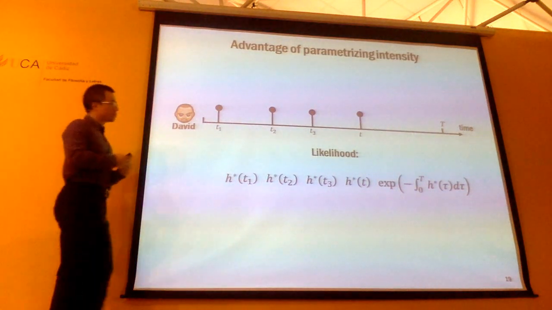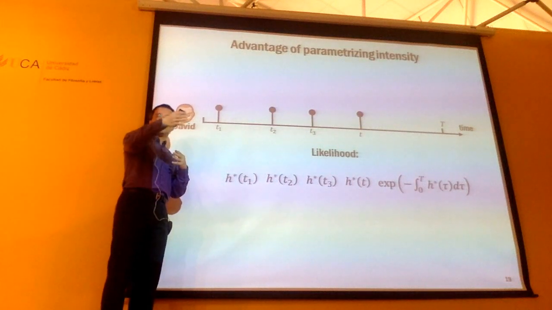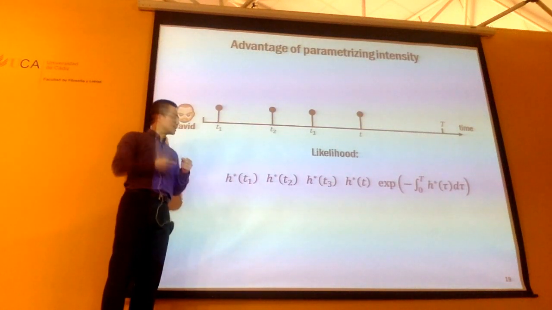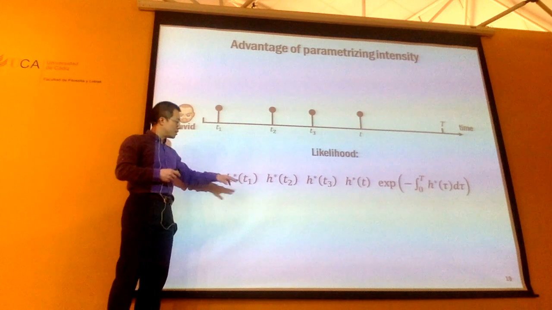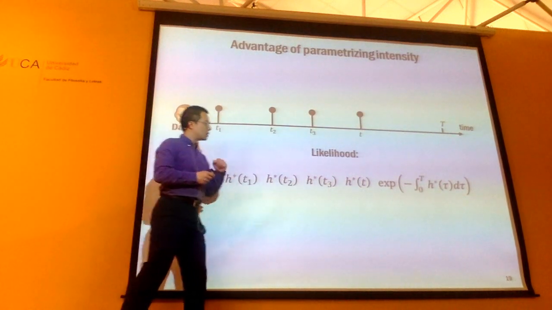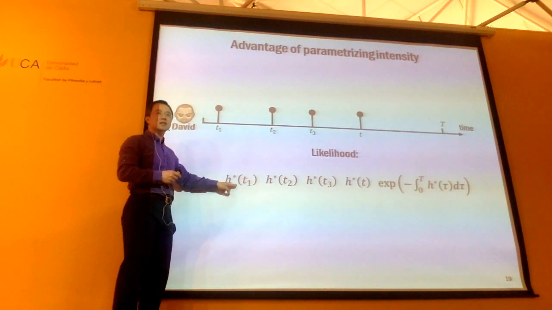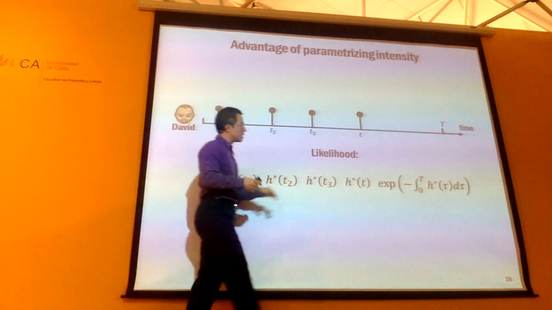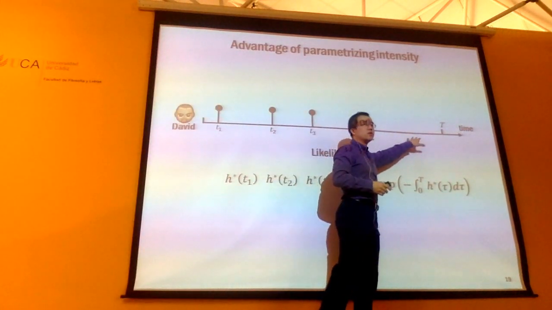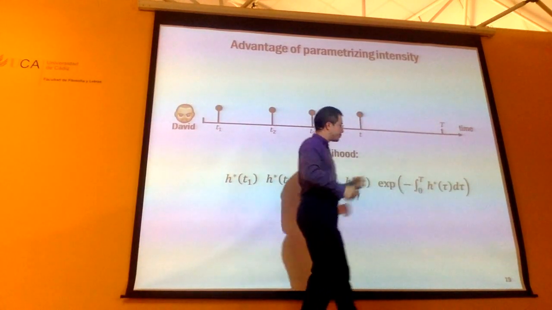So in this case, if you write it out, just substituting all this density with conditional intensity, you get an expression like this. Each one of these events is going to have one intensity term associated with it. And in the end, you have this interval which has no events. It's going to have a survival function.